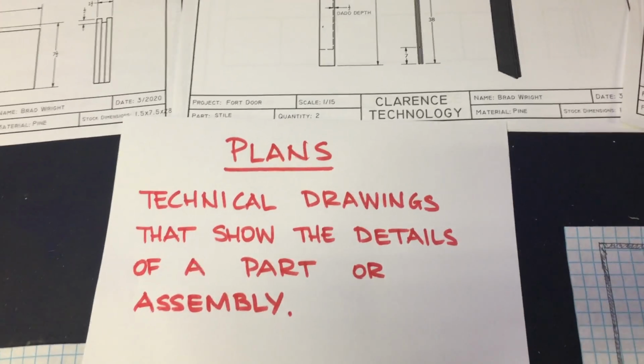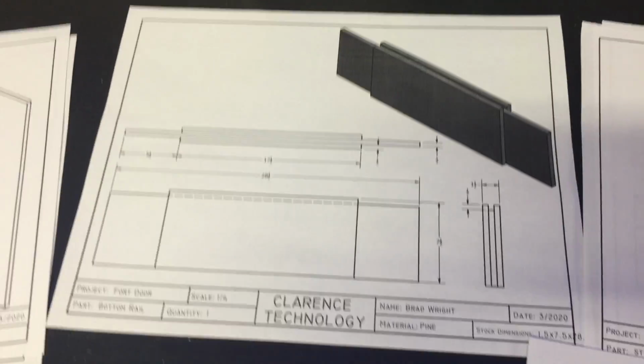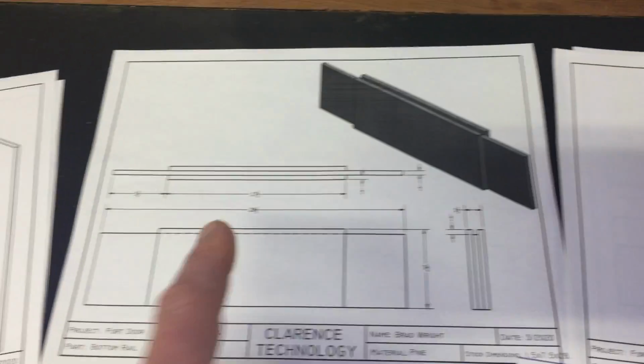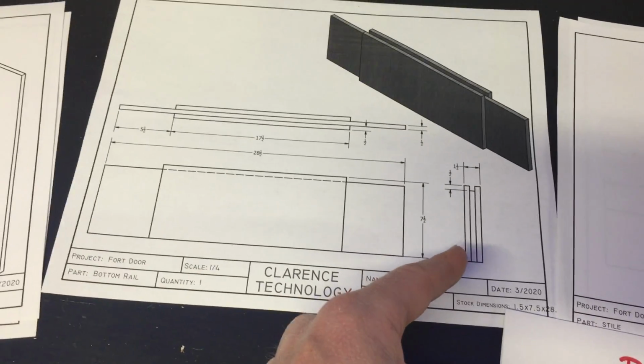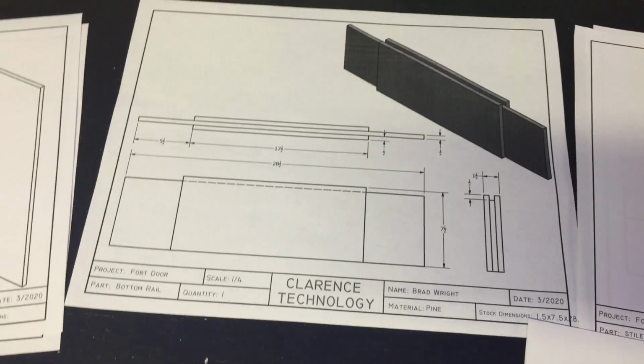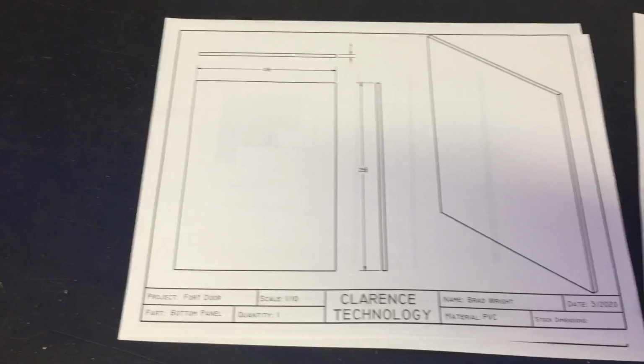So plans are technical drawings that show the details of a part. So like on these plans here, these are computer drawn plans. You can see this is one part and it shows the top, the front, and the right side view. That's a typical arrangement. And it shows all the little dimensions that tell you how big it is. So here's another plan for a different part.